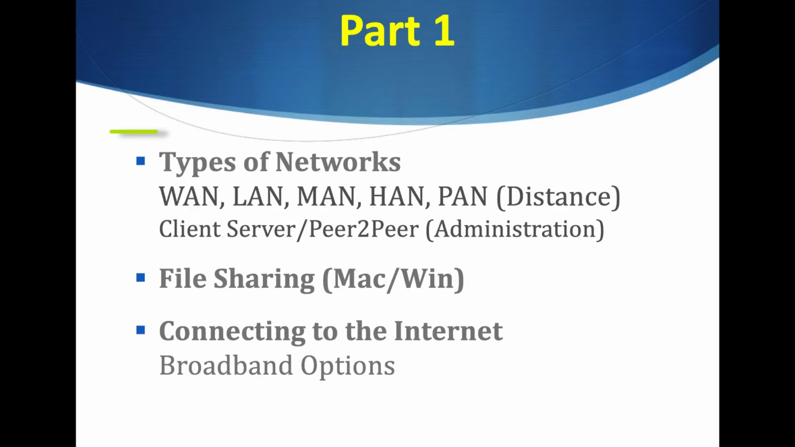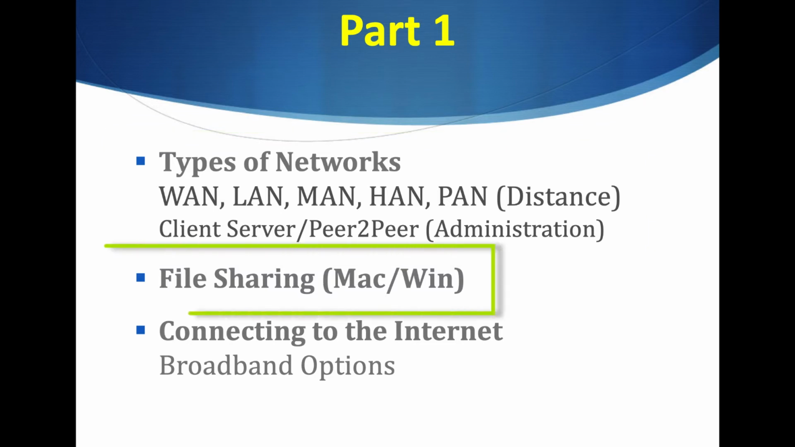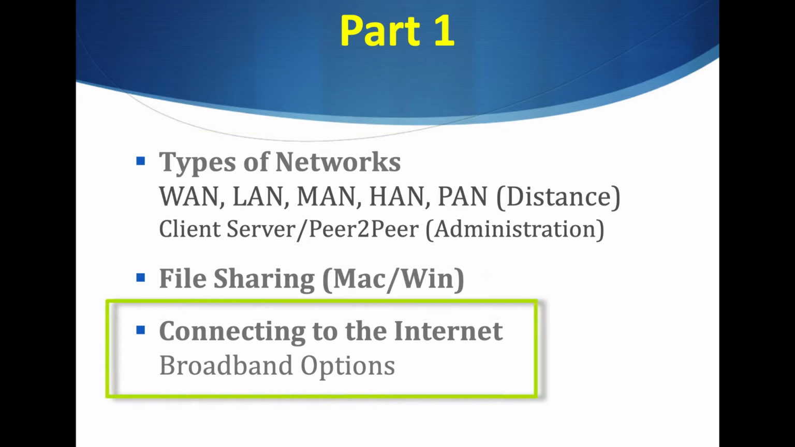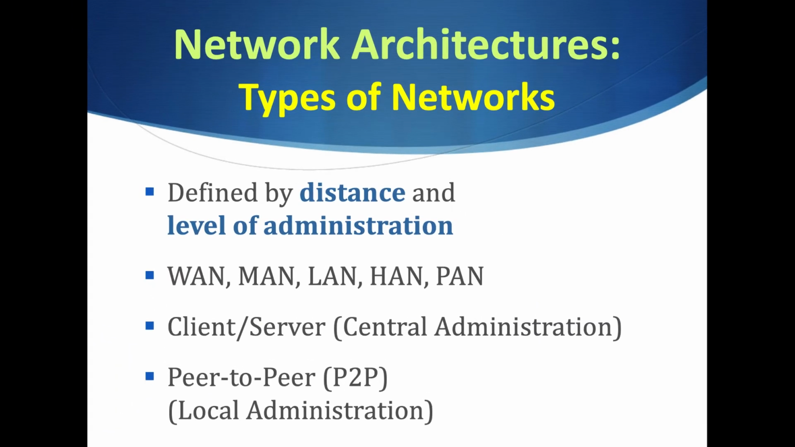And in Part 1, we'll talk about the types of networks: WAN, LAN, MAN, HAN, and PAN. They're separated by distance. And client-server, peer-to-peer, defined by level of administration. And also a little bit about file sharing for Mac and Windows, and broadband connection options for the internet. Networks are defined by distance and level of administration. We'll talk about distance first.